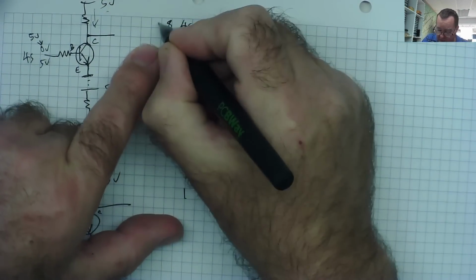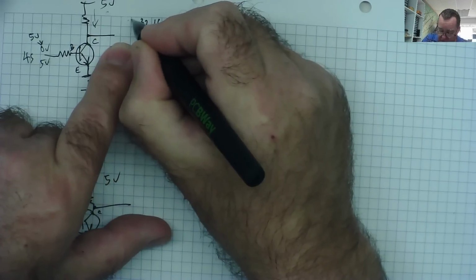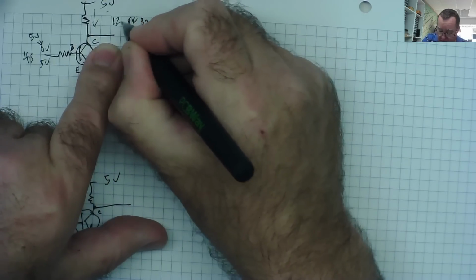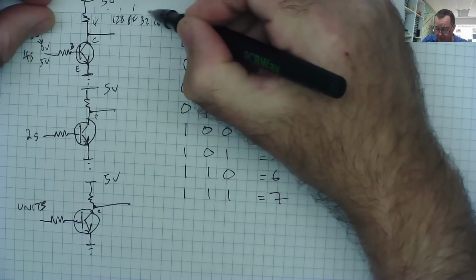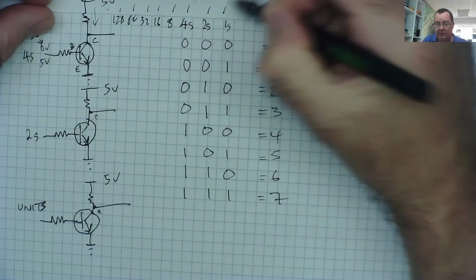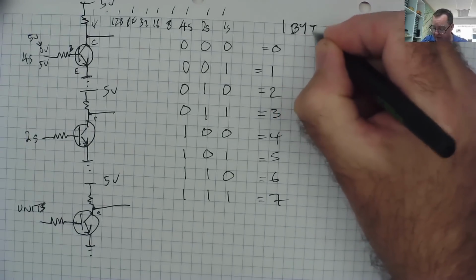How many 8s in the number? Another will give us how many 16s. Another one how many 32s. Another one how many 64s. Another one how many 128s. And we've now actually got 8 transistors in our circuit, and that is what we call 1 byte of information, 8 bits.